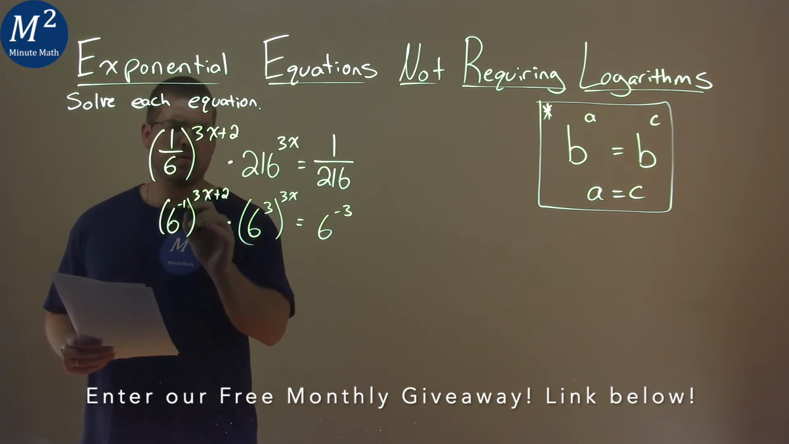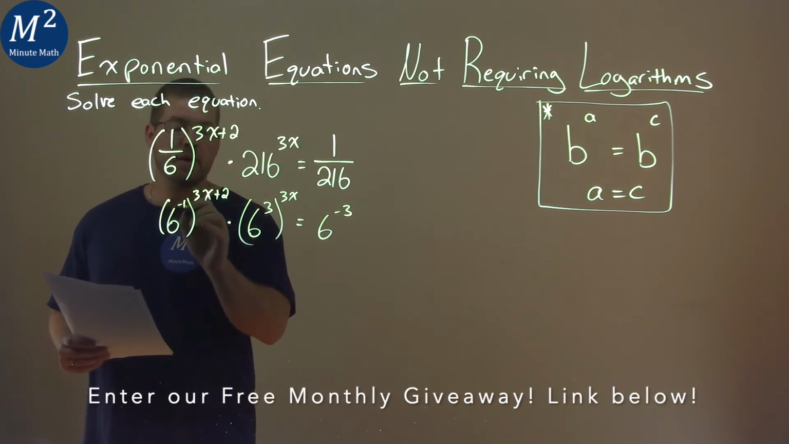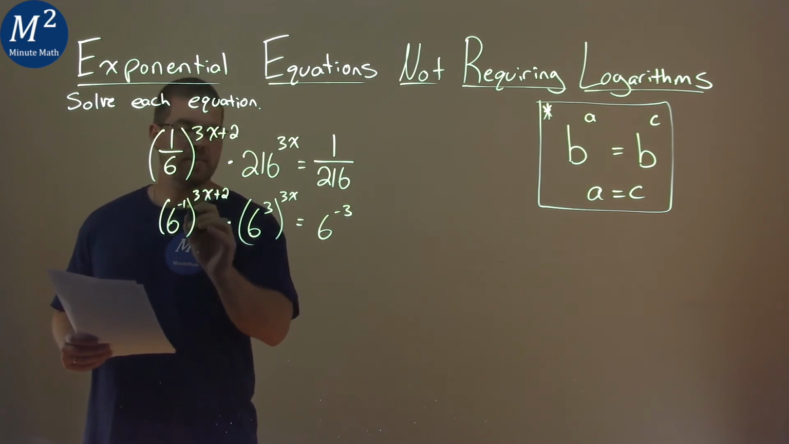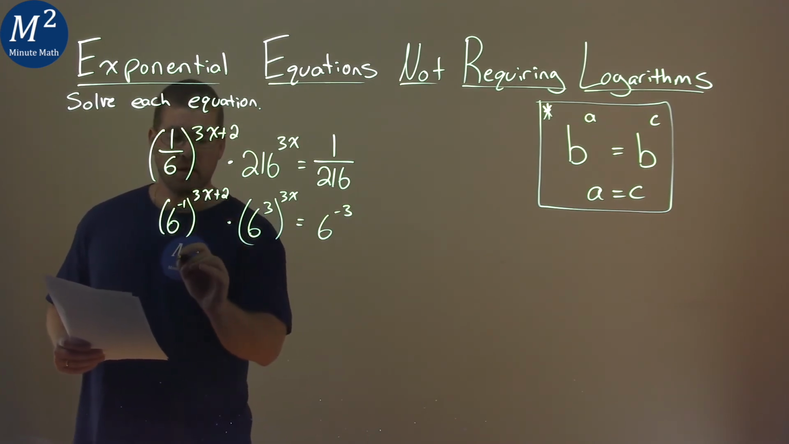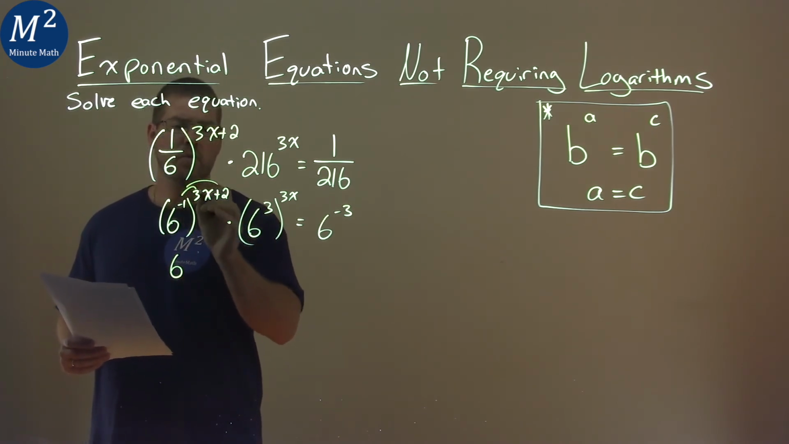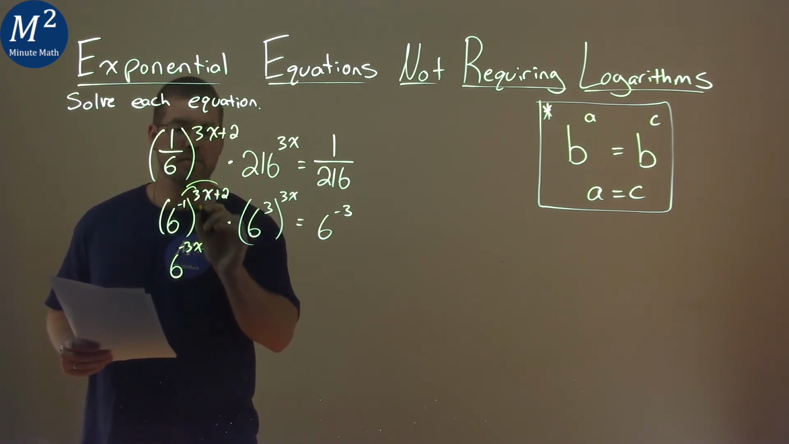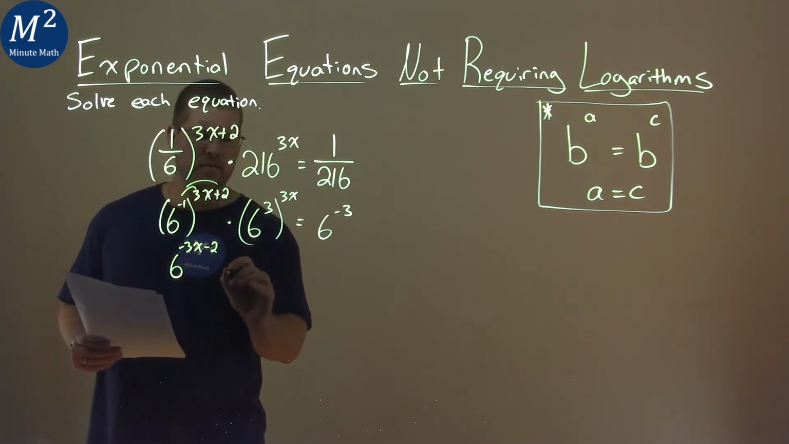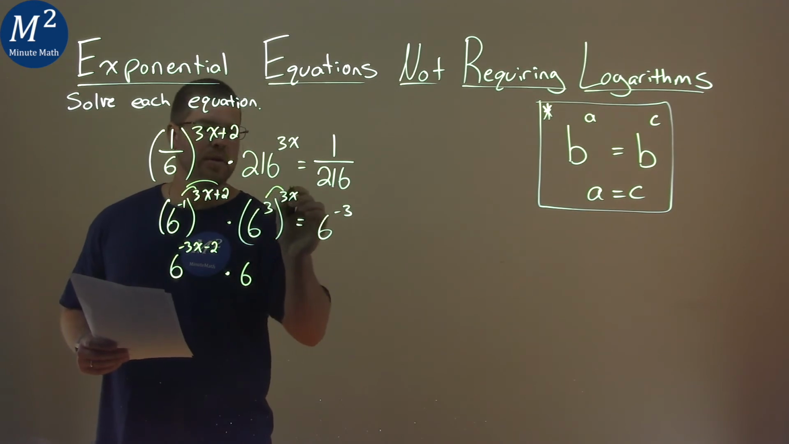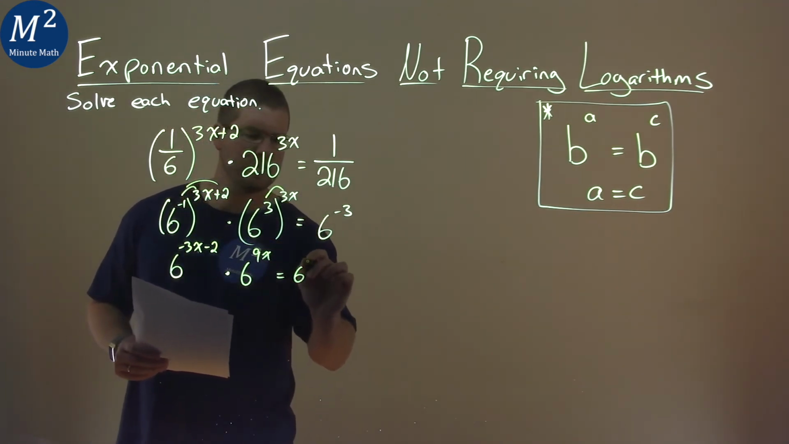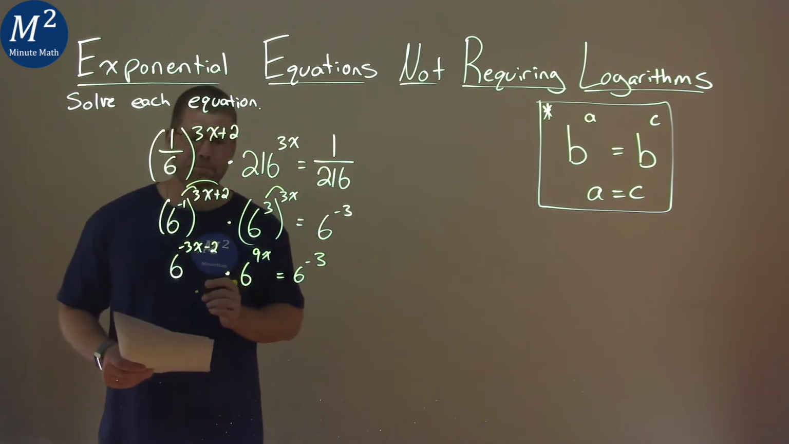Our rules of exponents say when we have something raised to an exponent and then raise it again, we can keep that same base, which is 6 here, and multiply the exponents. So we have 6 here to the, let's distribute, multiply that -1. -1 times 3x is a -3x, and -1 times 2 is a -2. Same thing here, 6 to the 3 times a 3x is a 9x. And that's equal to 6 to the -3rd power.